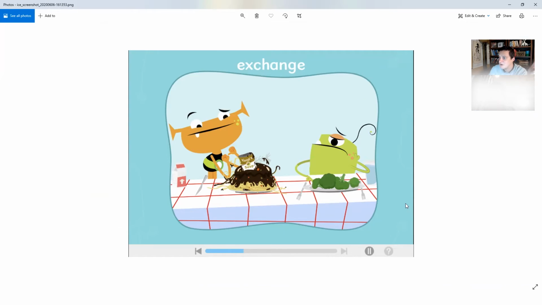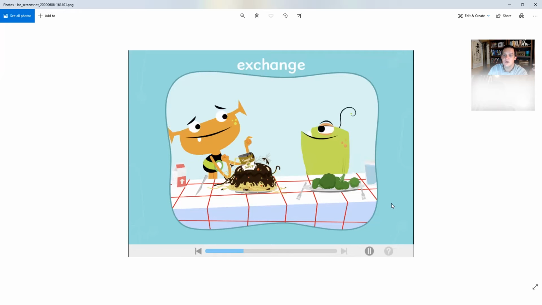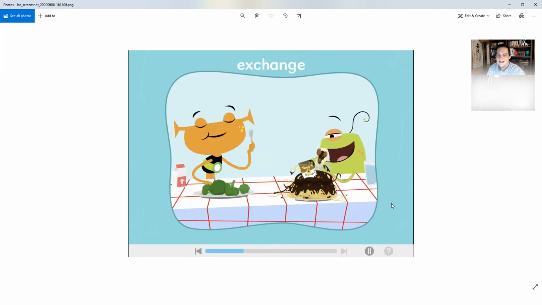But they don't seem to like their food. The green monster doesn't like his food. The orange monster doesn't like his food. So what can they do? Exchange. Yeah, you can trade it. So maybe the orange monster doesn't like spaghetti, but he might like the broccoli. And the green monster doesn't like broccoli, but he might like spaghetti. So trade them. You give me that, I give you this. Yeah, okay, let's do it. Now they're happy. Because the orange monster likes healthy food and the green monster likes trash?